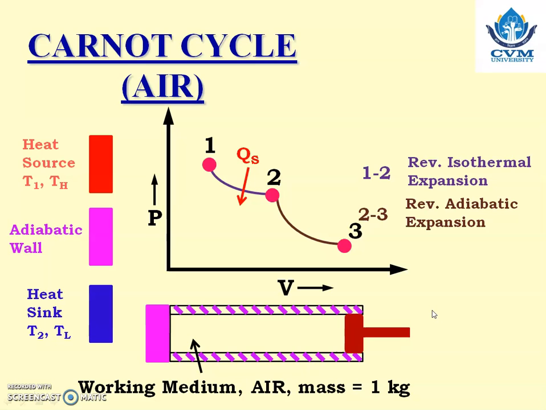Now let us see the next process. The adiabatic wall is removed and a heat sink is placed in contact with the cylinder head. As it is a heat sink, it will absorb, collect all the heat from the working substance, that is the mass. So heat will be rejected to the heat sink, and due to that, the piston will move from the right hand side to the middle of the cylinder.